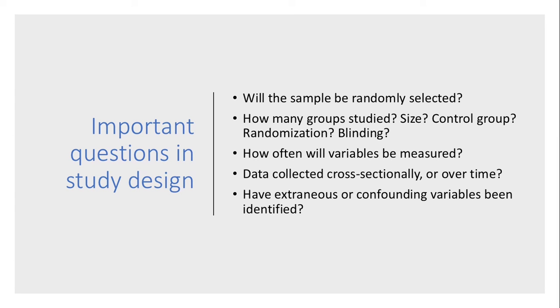How many groups are you studying? What's the size? Has a power analysis been conducted? Is there a control group? We already mentioned randomization. Is there blinding, meaning are the subjects blinded? They don't know what group they're in, or also double blind: the investigators or the data collectors could be blind to what group the subjects are in. How often will the variables be measured? Is data collected cross-sectionally, meaning a snapshot in time, or longitudinally, over time?